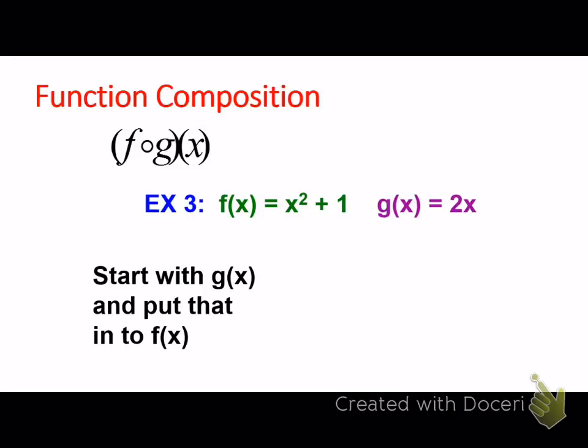So f of x is x squared plus 1, and g of x is 2x. Try that one. You're still composing f of g of x, so you're still putting g of x into the f of x.